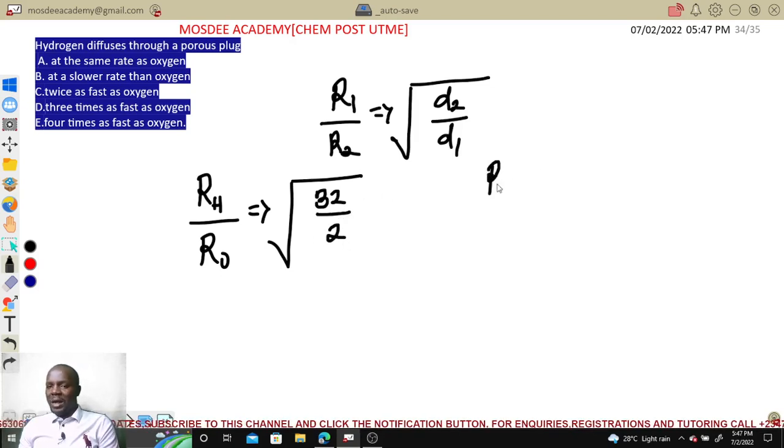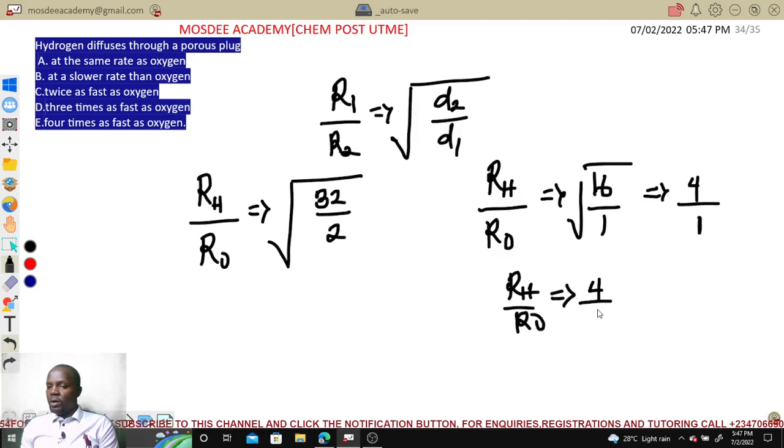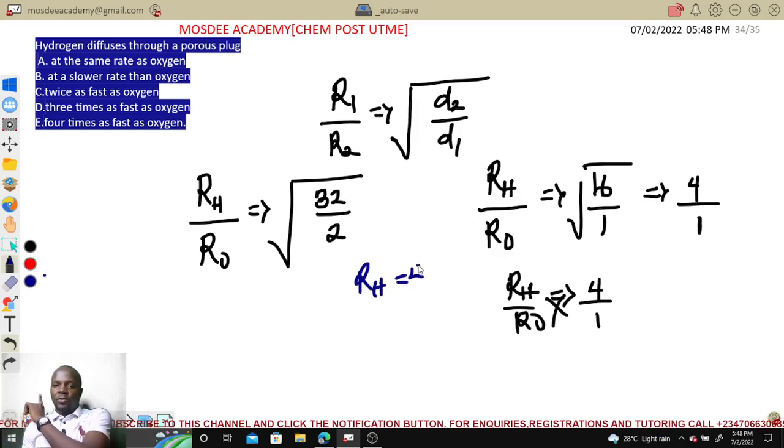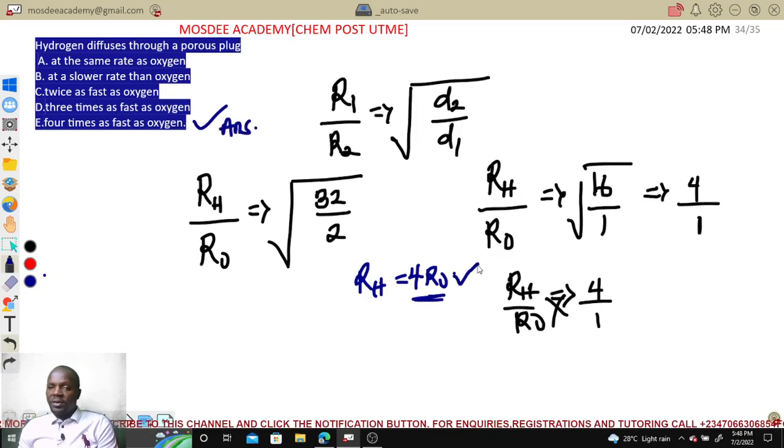So let's just solve this one. RH by R naught is equal to the square root of 32 divided by 2, which is 16. I can say 16 over 1, then square root. Square root of 16 is 4. Square root of 1 is 1. So RH over R naught is equal to 4 by 1. So RH equals 4R naught if you cross multiply. So that means hydrogen diffuses 4 times as fast as oxygen. So that is the answer from the language interpretation of this.